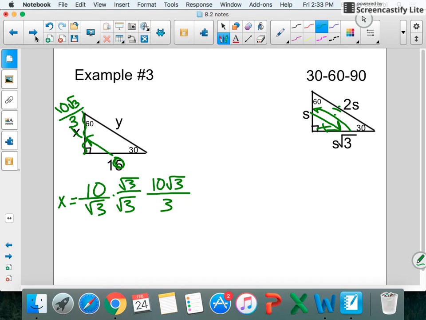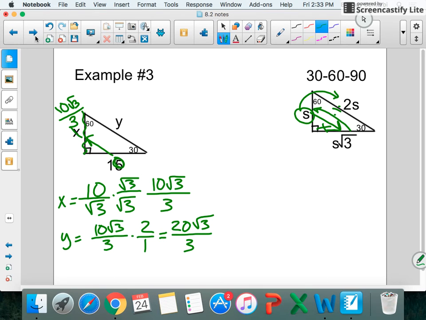Now nothing's different. We base my hypotenuse off of the short side. So when I go from the short side to the hypotenuse, I still just multiply by 2. So to get y, I have to take 10 square root of 3 over 3 times 2. And to not confuse myself, I'm going to put 2 over 1 so I know what I'm multiplying. 10 times 2 I'm multiplying. I cannot multiply 3 times 2 because it's in the radical. So 10 times 2 is 20. You just tag on the square root of 3, and then 3 stays on the bottom. And we can't simplify that anymore. So y equals 20 square root of 3 over 3.